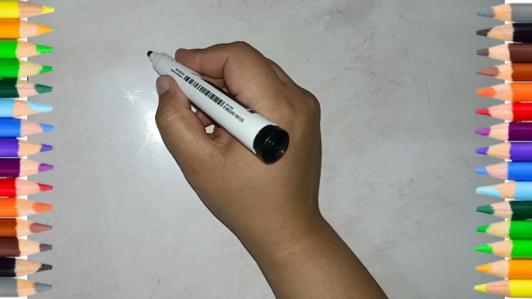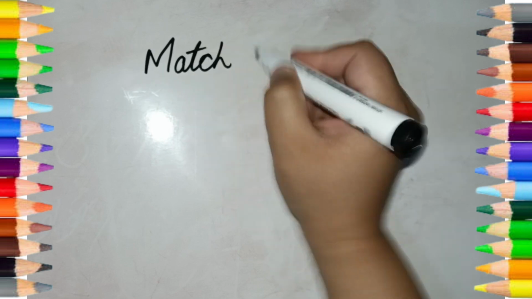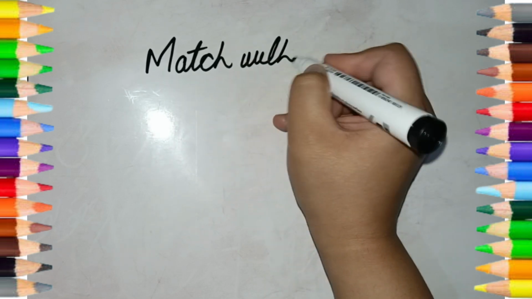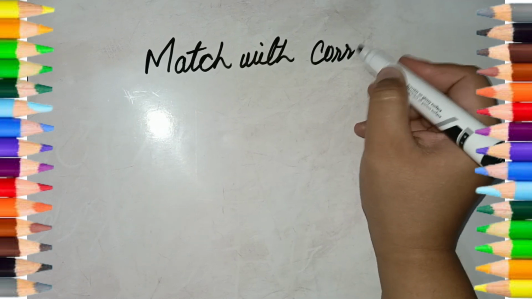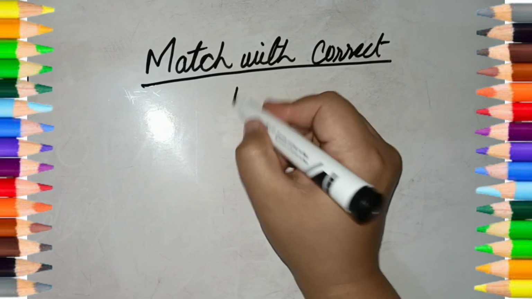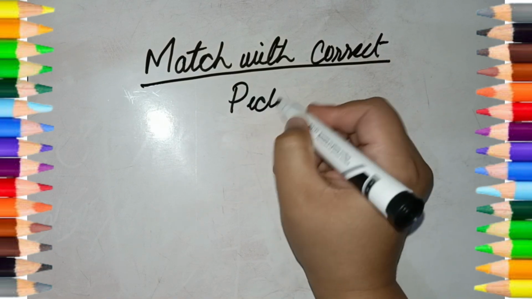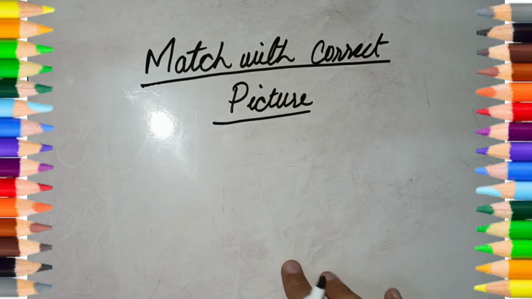So today I'm gonna teach you about alphabets and you have to match them with pictures. Yeah, you have to match with the correct picture. Wow. So we have so many pictures and we have so many alphabets. Okay, now let's make pictures.